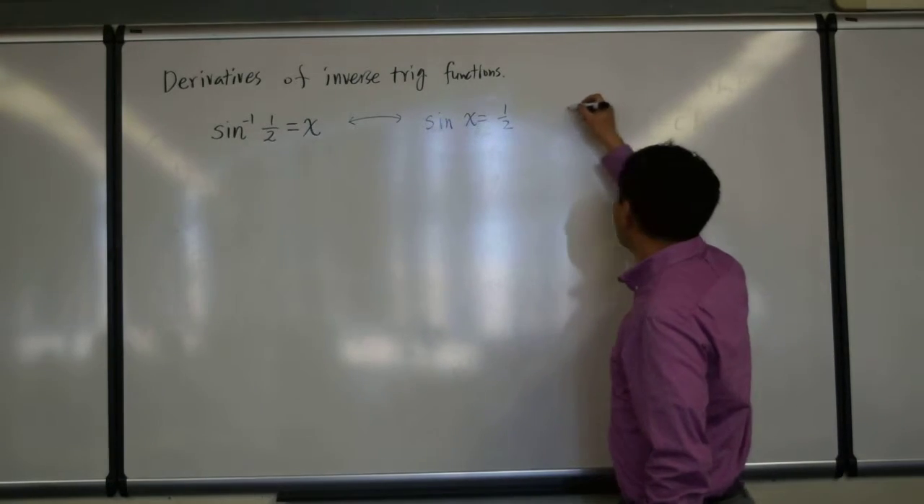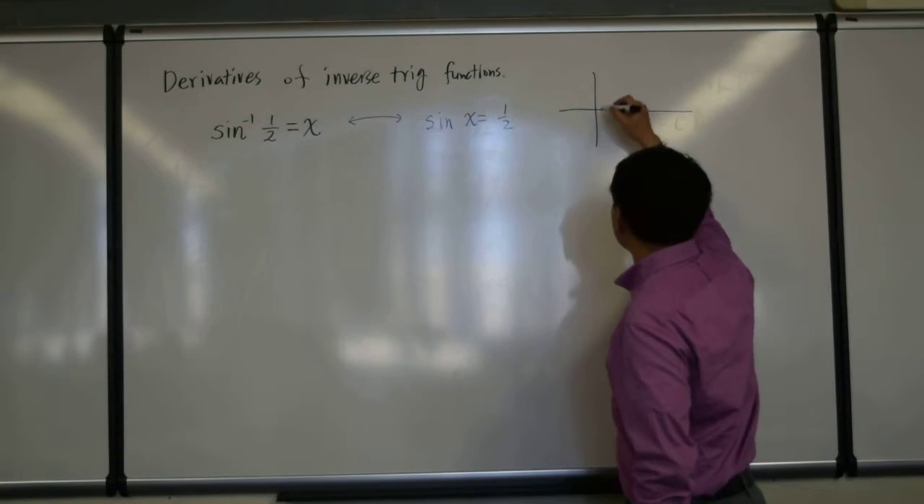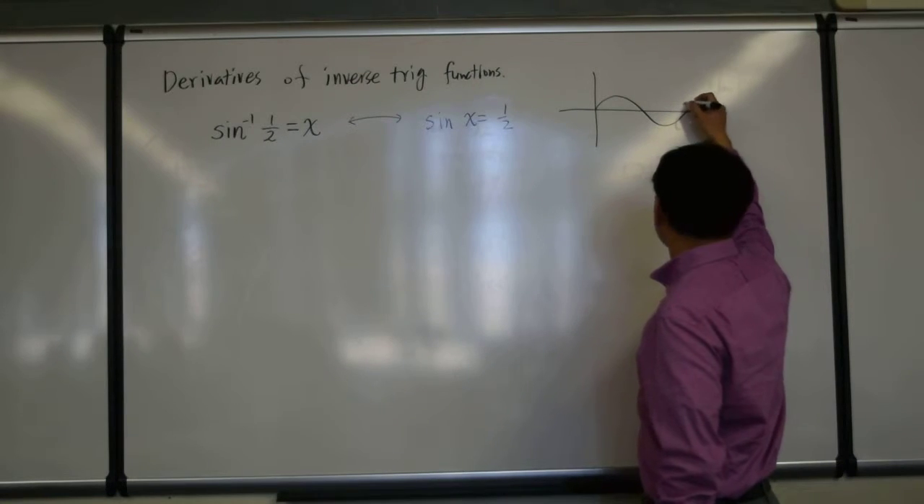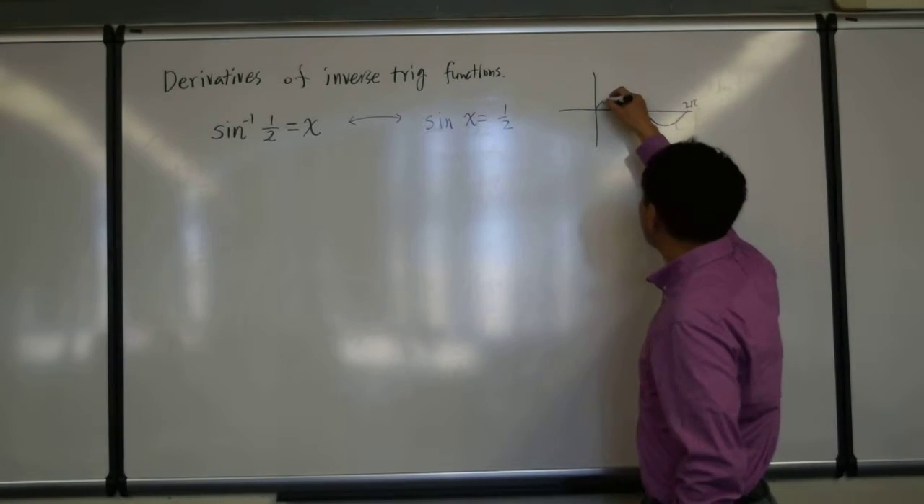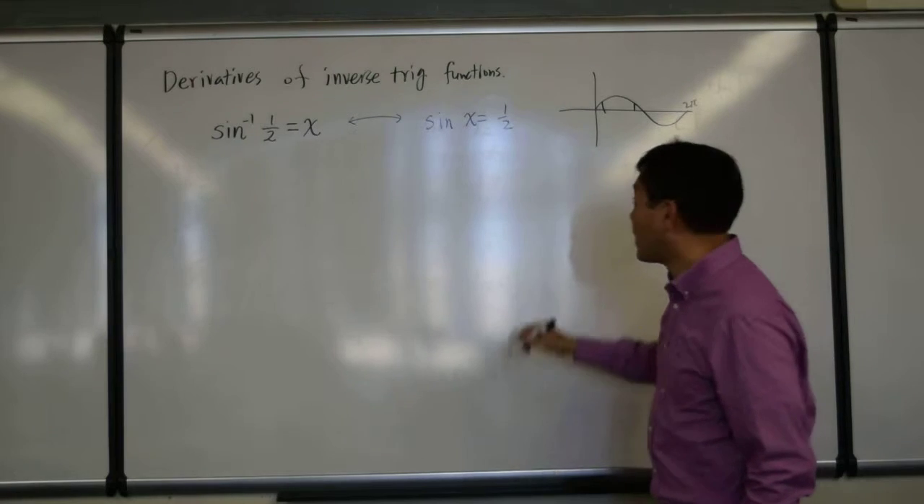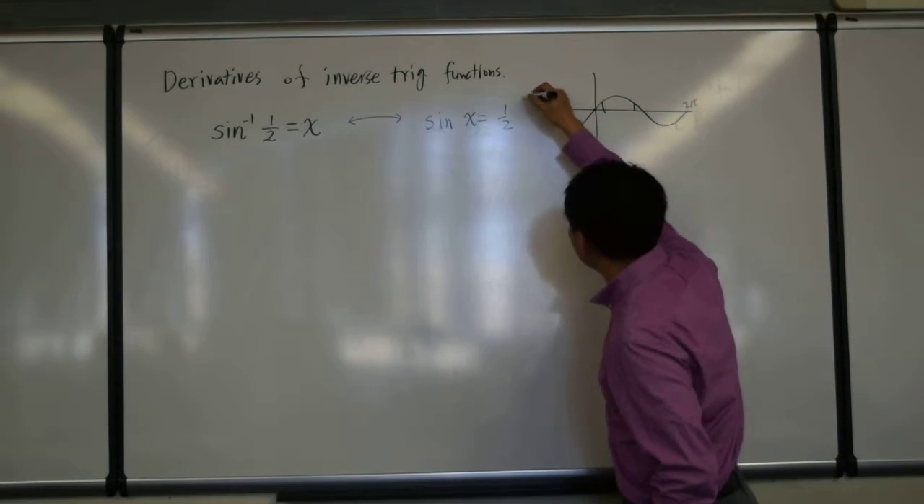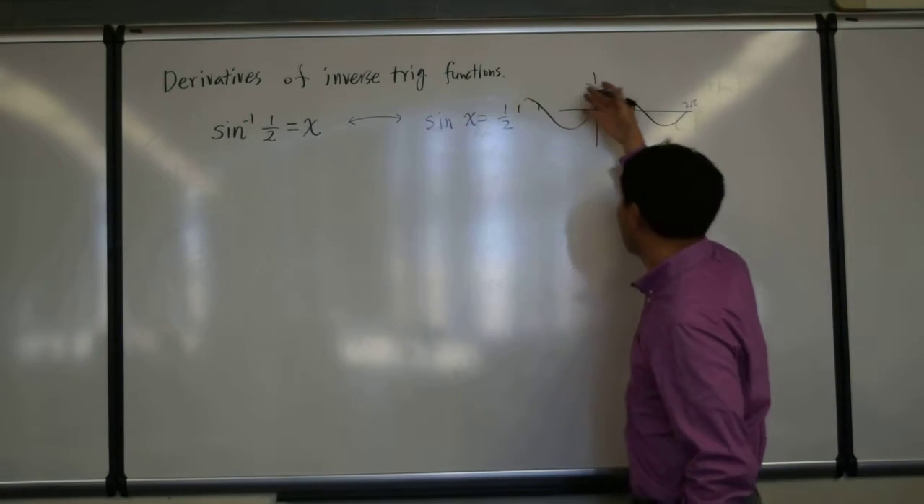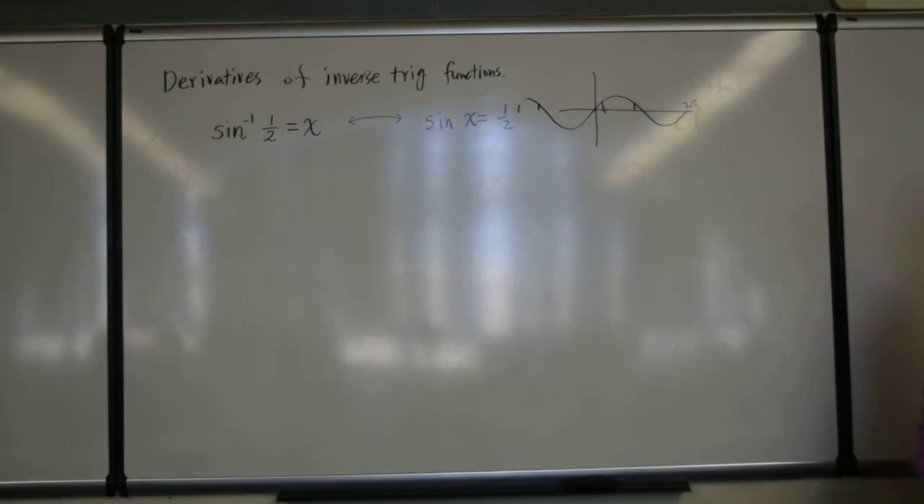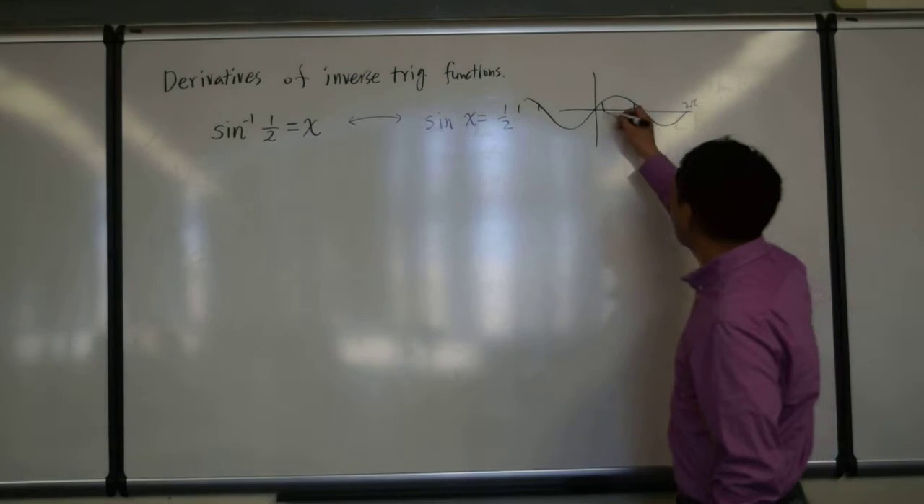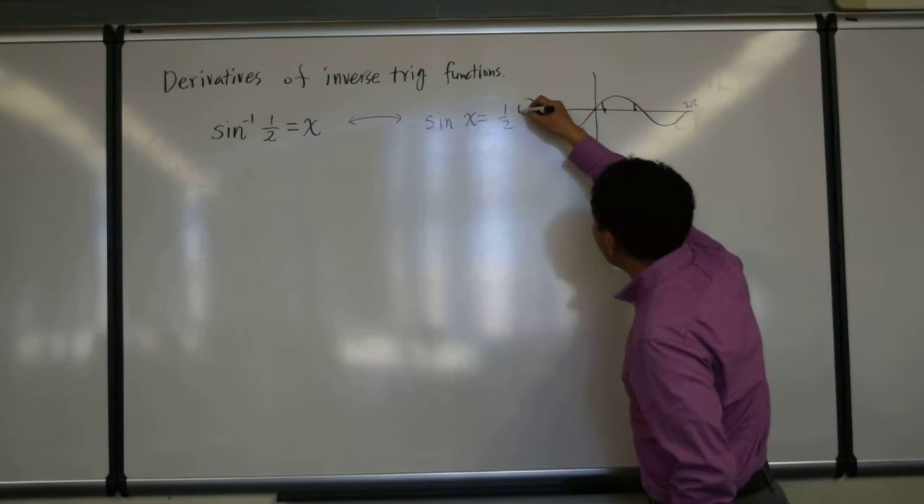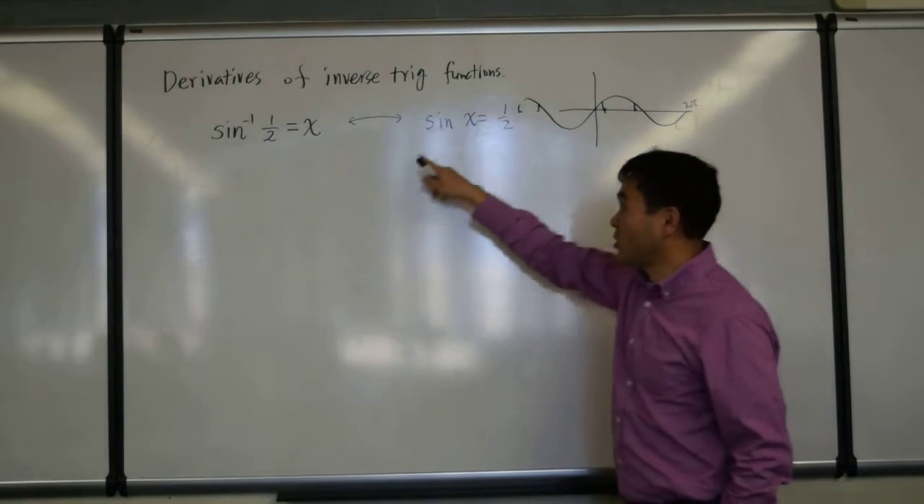However, if you look at the graph of the sine function, that's the sine graph, right? There are two places that it gives you 1/2, and actually more if you remember that this is a periodic function. You have actually infinitely many places where sine x gives you 1/2. So which of these x's are we talking about when we are looking for this value x?